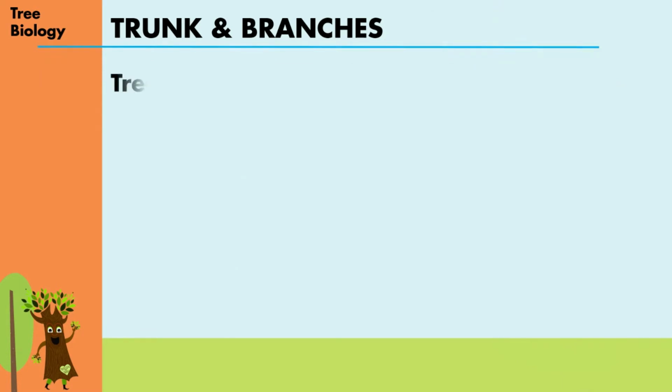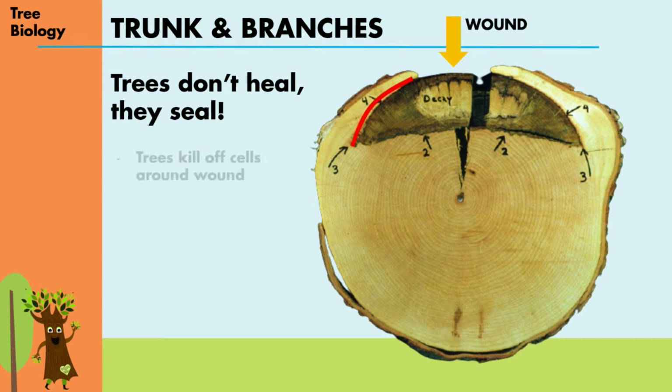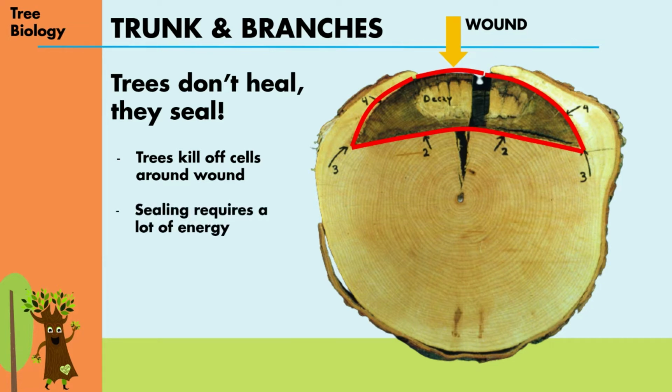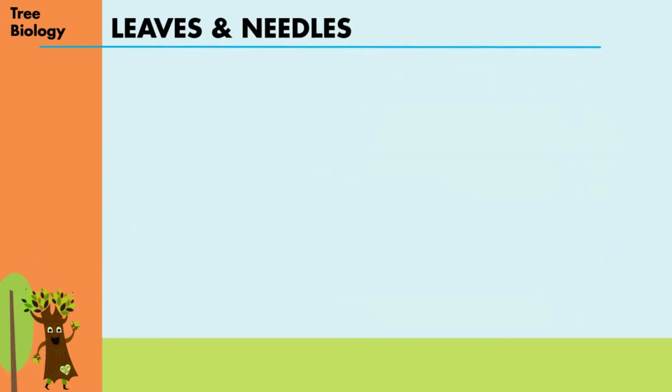Next, we want you to understand that trees don't heal, they seal. Trees seal off their wounds by killing off cells around the wound, much like a submarine lowers its watertight doors, keeping water in one section and keeping it from spreading to other areas of the submarine. This is how you can imagine trees sealing off their wounds. Therefore, when the tree is damaged or pruned, the tree has to put some of its limited energy into sealing off those wounds.